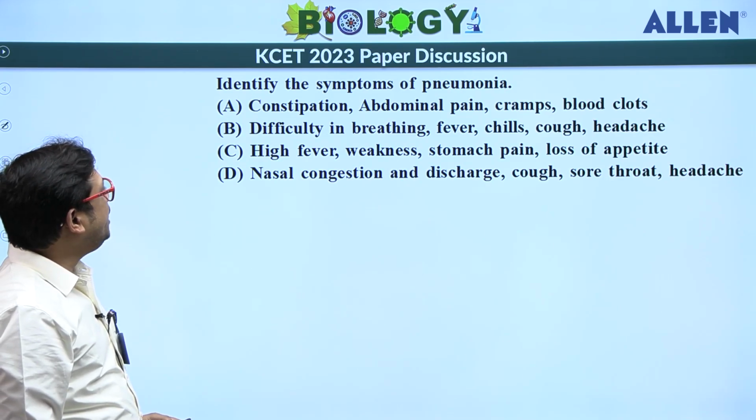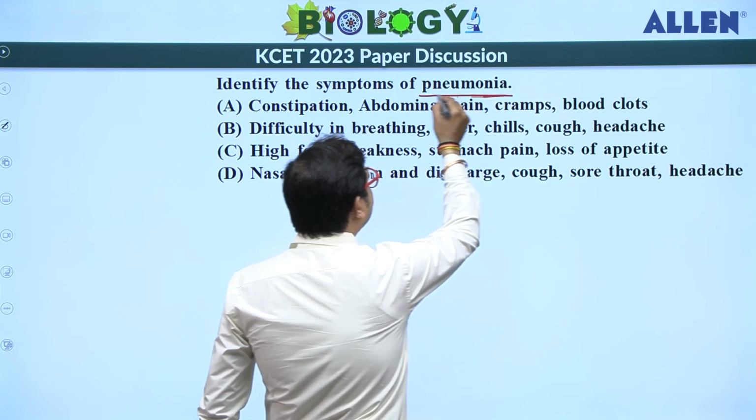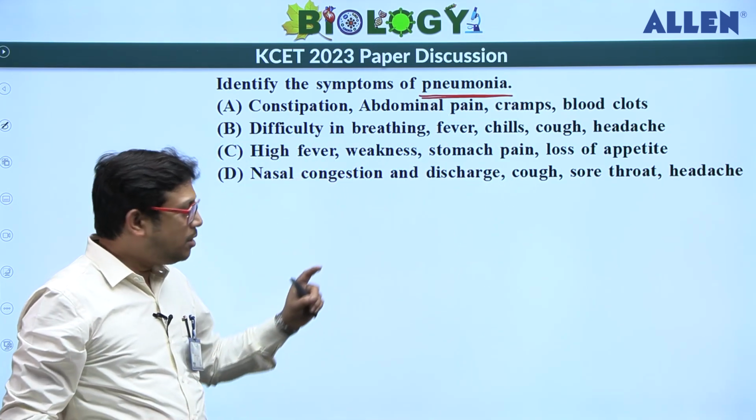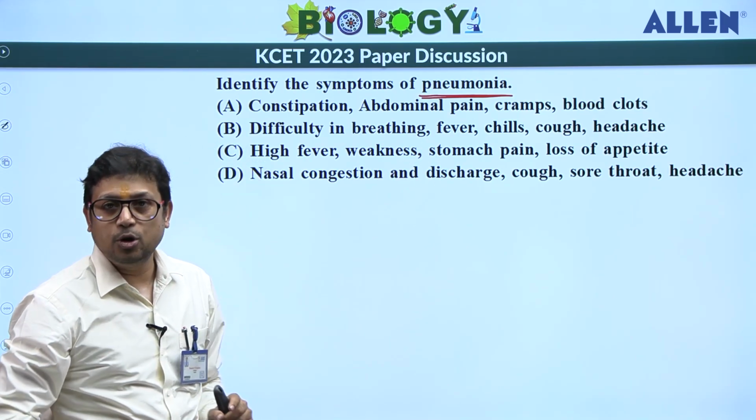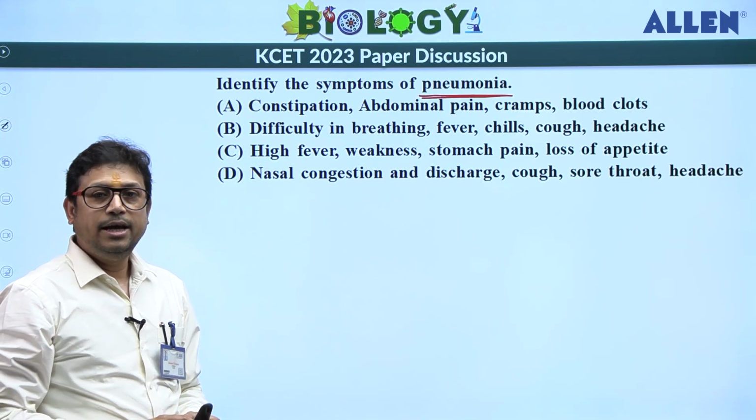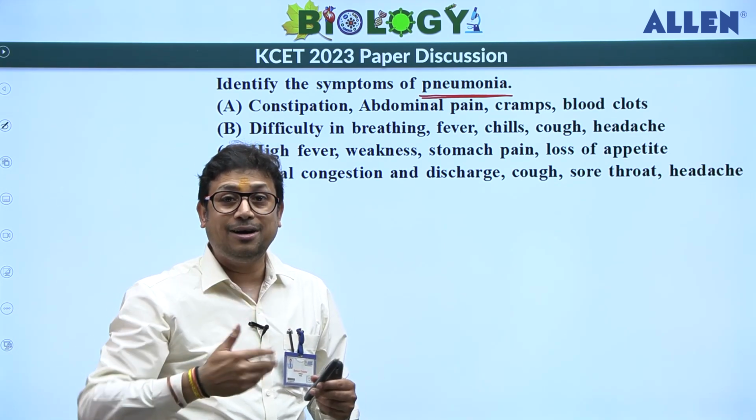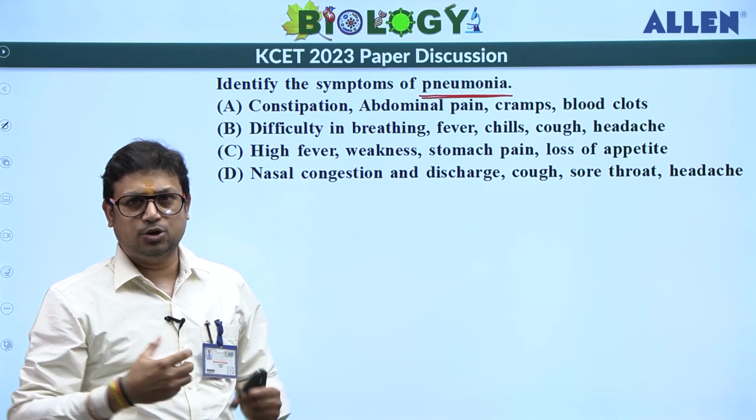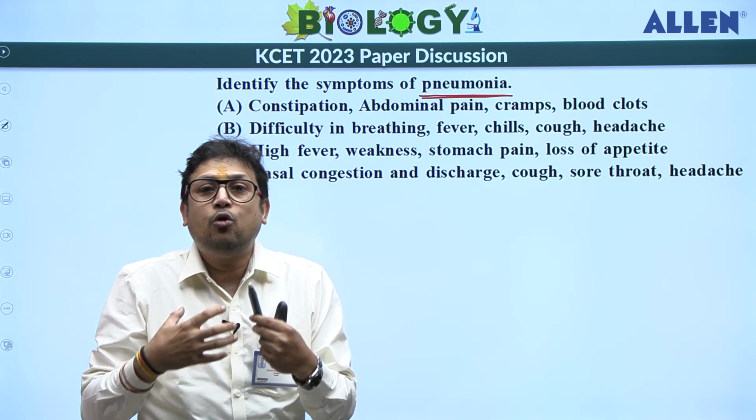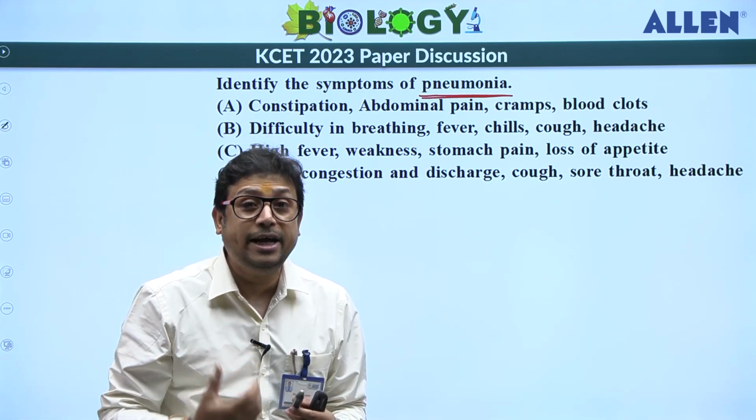Next, identify the symptoms of pneumonia. In pneumonia, what happens? There is one more disease in NCERT along with pneumonia, that is the common cold, or rhinitis. In rhinitis, the lungs will not be affected, only the respiratory tract. Whereas in pneumonia, the lungs will be affected. The lungs will be filled with mucoid fluids, so the person will have difficulty in breathing.